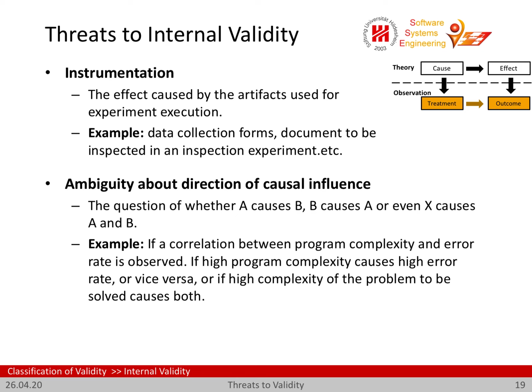Let's take again an example. If a correlation between program complexity and error rate is observed, a high program complexity can cause a high error rate, or vice versa. Or the high complexity of the problem can actually impact both. So it's not like I have a particularly complex program or particularly high error rate. I simply have a very complex problem to solve, and that leads to both.